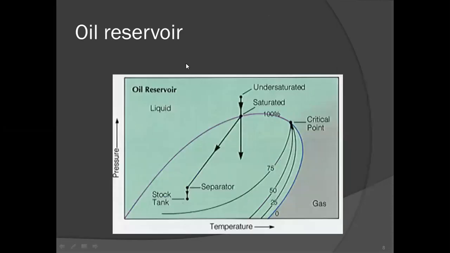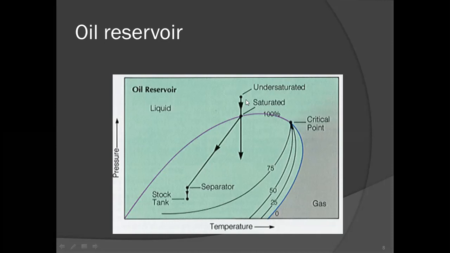And the last one is the oil reservoir phase diagram. The first one, if you can see, the first line or the first point is starting as undersaturated oil. Undersaturated oil, as I mentioned before, is basically a liquid with a very small amount of dissolved gas. And you have saturated oil. This is the part where the maximum amount of gas is dissolved. So basically, it's oil that contains the maximum amount of dissolved gas.